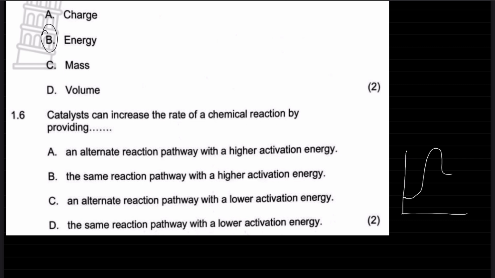That's a reaction without a catalyst. Then the dotted line would be one with a catalyst. The first thing that a catalyst is going to do is reduce the activation energy. And the second, you can think of it, is it's providing an alternate pathway for the reaction. So the answer for this question is going to be C.